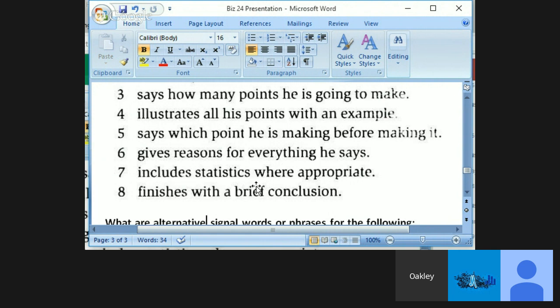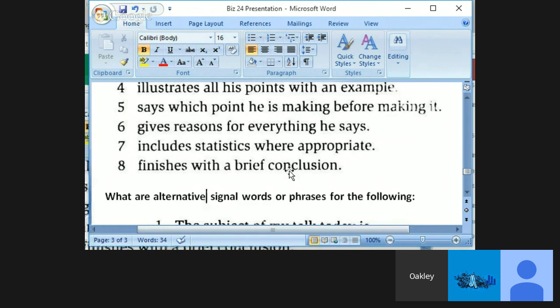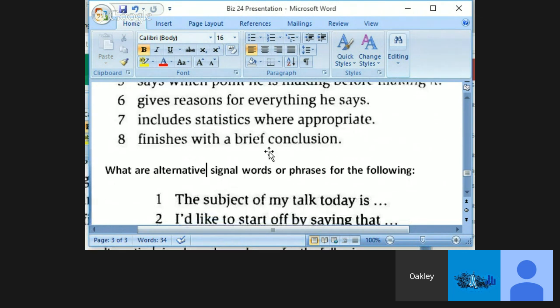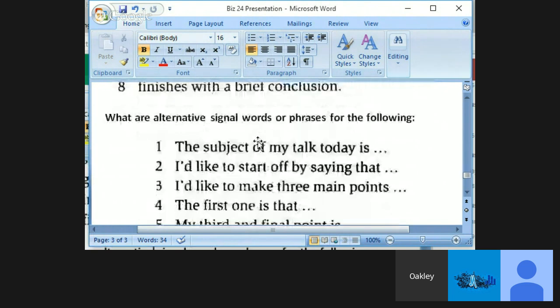Matthew, number 7, include statistics where appropriate. Well, that's pretty straightforward. Yes, it is. And that's basically what your PowerPoint's for. Your PowerPoint's got the statistics on it. So that's pretty much covered. It's pretty obvious. You need something to put on the visuals, and that's where statistics are going to come in. Bar charts and the like.